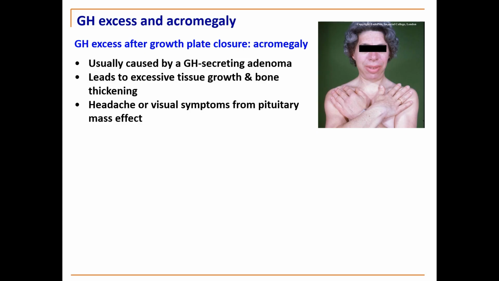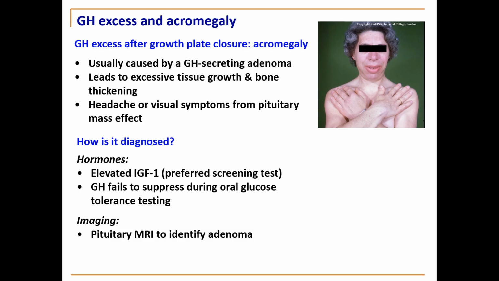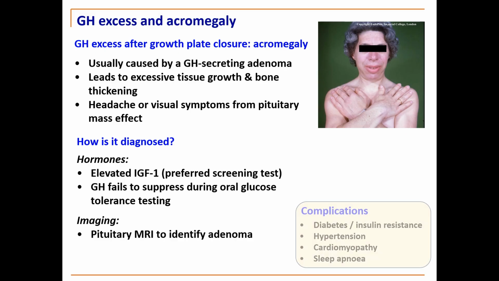Patients may also develop headaches and visual disturbances because of tumor compression within the pituitary gland itself, impacting other structures within that area. The same biochemical tests are used, so I won't go through those in detail. So you'll look at elevated IGF-1, you'll look at growth hormone, the oral glucose tolerance test, looking at growth hormone suppression, and imaging through a pituitary MRI.